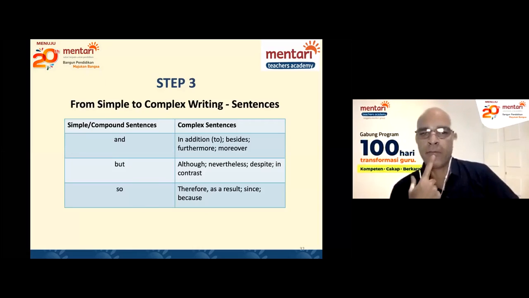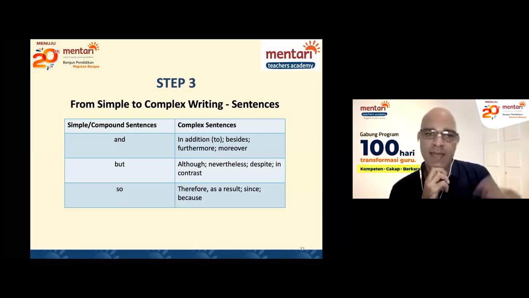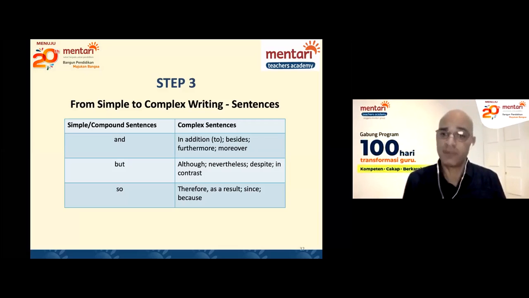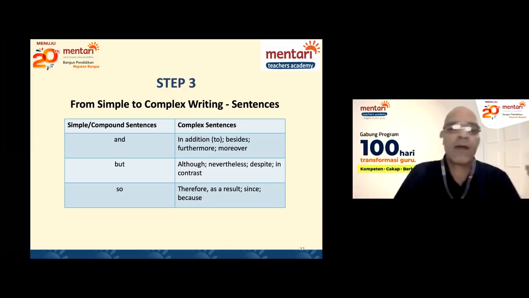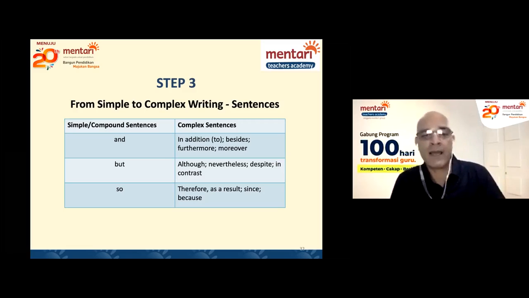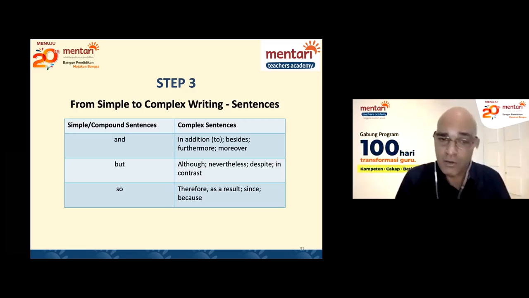And so now when we're talking about from simple to complex writing, we're focusing on, okay, how can I rewrite a sentence with and using in addition, or in addition to, or besides, furthermore, moreover? How can I rewrite a sentence that has but, with, although, nevertheless, despite, or in contrast, etc.? How can I rewrite a sentence that has so, with, therefore, as a result, since, and because?